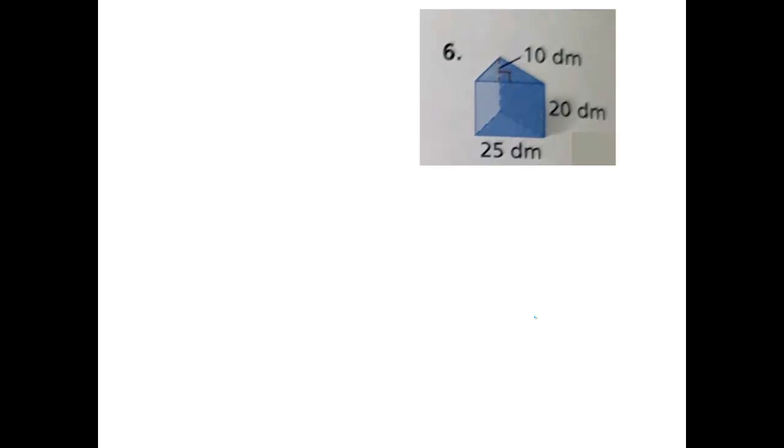Check question 5. Question 6 first. Okay, question 6, what is the base here? The base here is a triangle, so it's a triangular prism. To find the volume of the prism, we need to find the area of the base. The base is a triangle, so we need to find the area of the triangle. Our formula is volume equals area of base multiplies height of the prism.